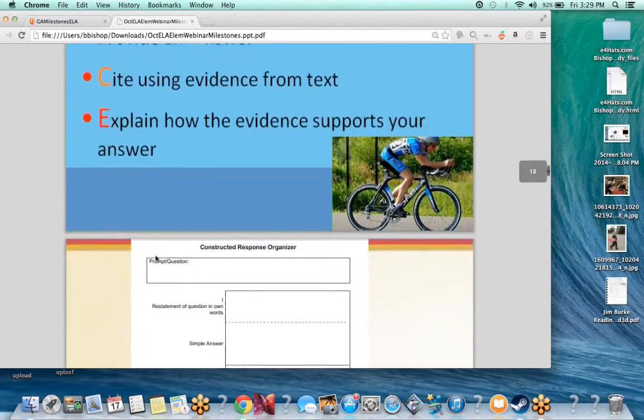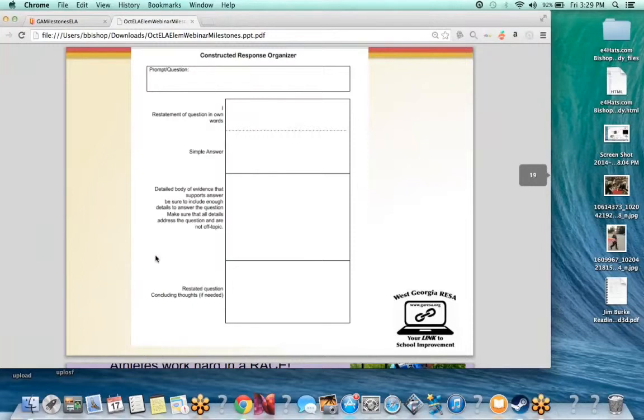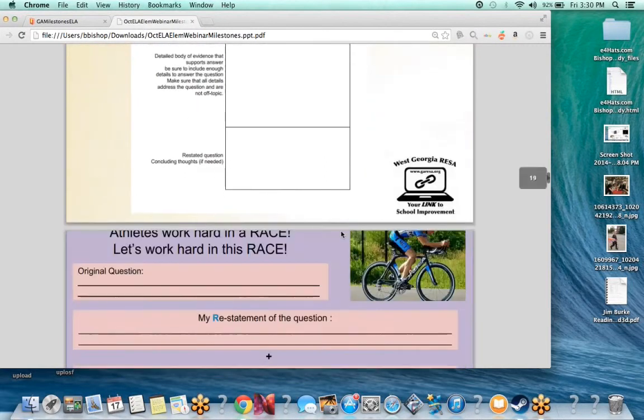And so to get kids to practice with that, there are a few graphic organizers you can use. This one is a simple box area where you can just put in the prompt itself, have the kids practice restating, giving a simple answer, then looking for the details and the evidence that they might cite, and then providing their explanation.